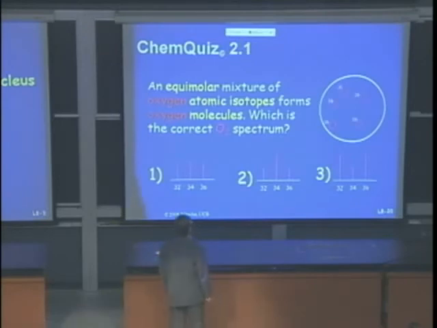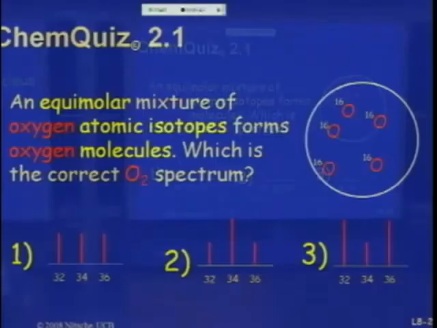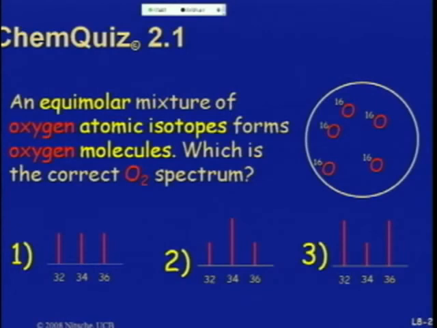So let me ask you a question. In nature, of course, the ratio of oxygen 16 to oxygen 18 is not equimolar. But let's just assume for the heck of it that we have the same amount of oxygen 16 and the same amount of oxygen 18, all right? And we run this through our mass spectrometer, all right?